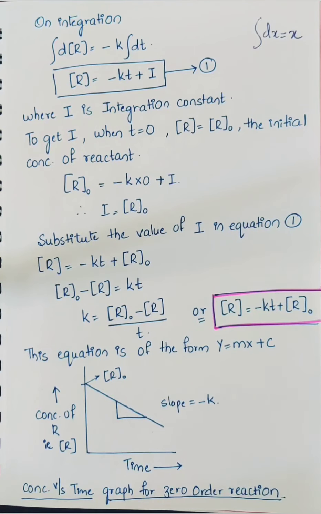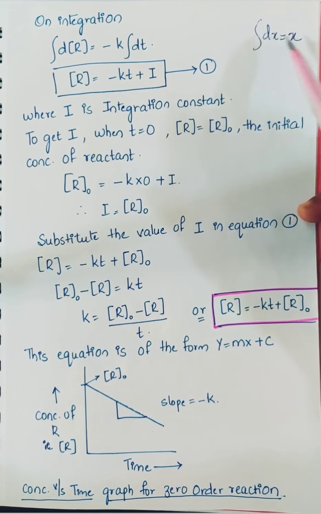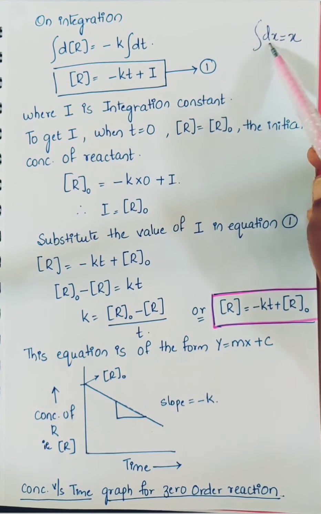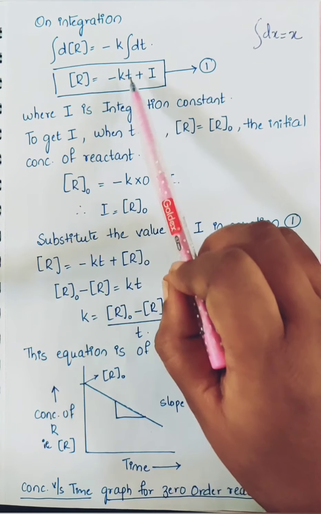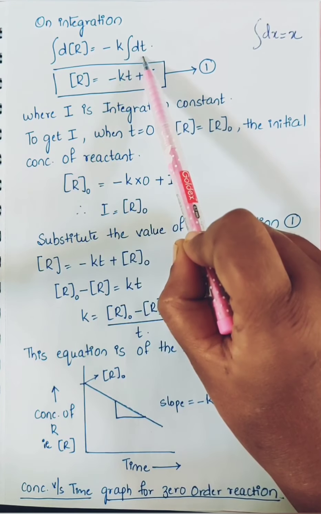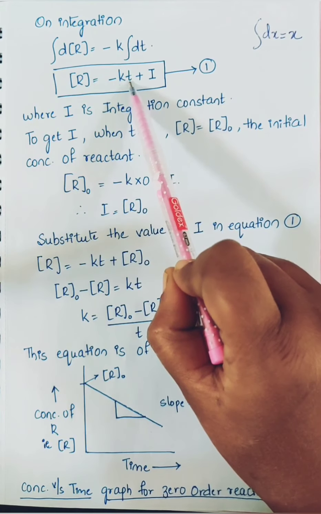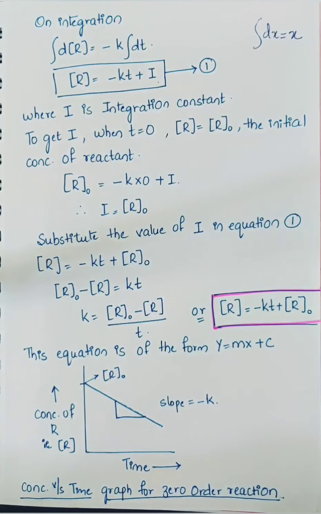Generally, integration and differentiation cancel, so the integration of dx will be x. So the integration of dR will be R. Minus K, your rate constant, I have taken outside. The integration of dt will be t plus a constant I, which is referred to as the integration constant.